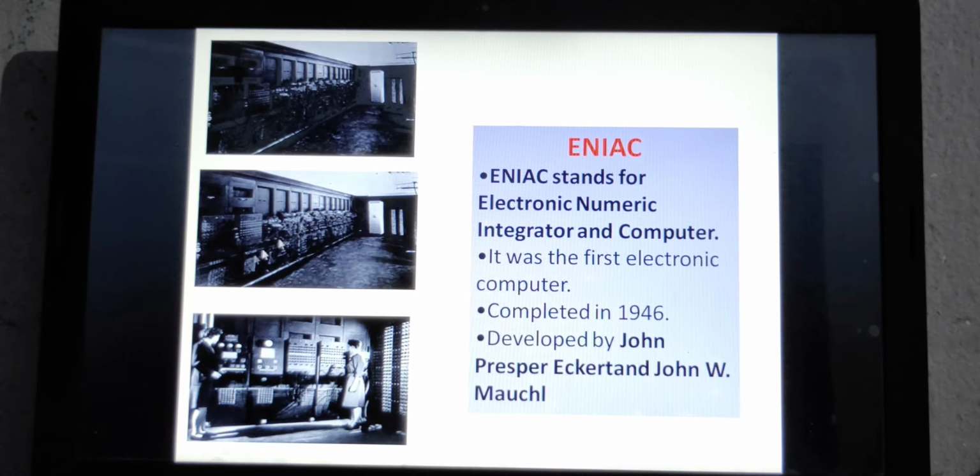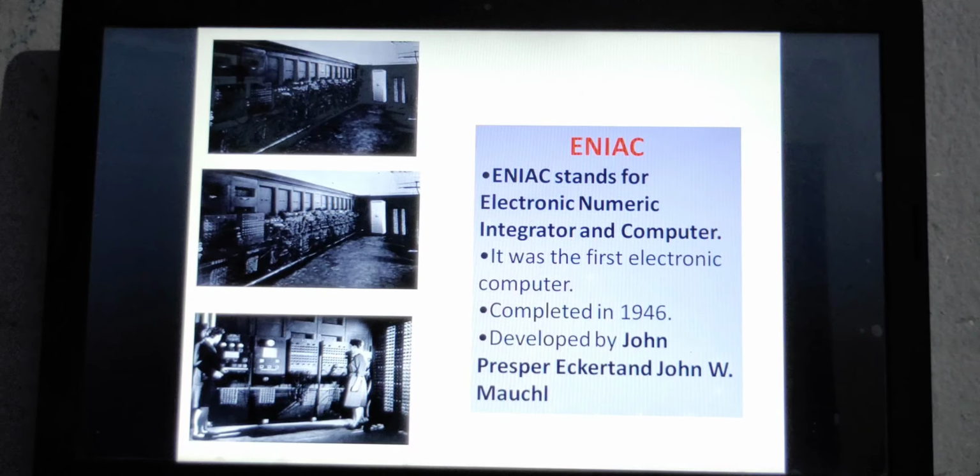And this ENIAC device used vacuum tubes, which occupies 17,468 vacuum tubes, and it weighs almost 50 tons. So this machine was a very heavy device.